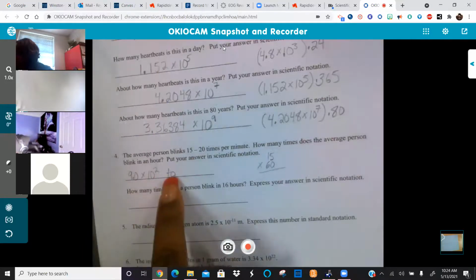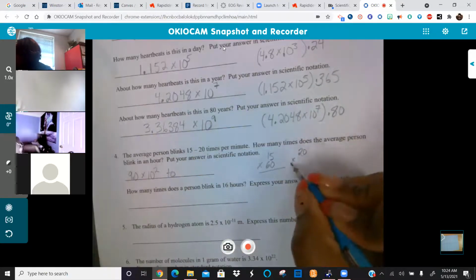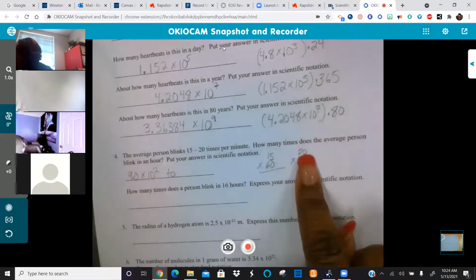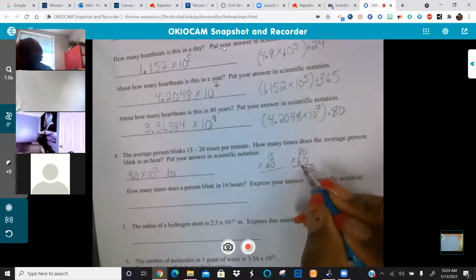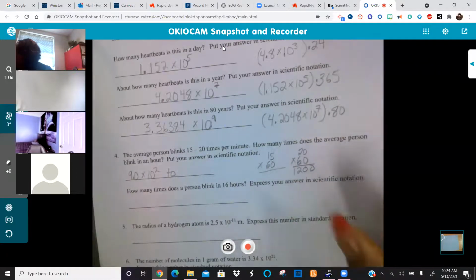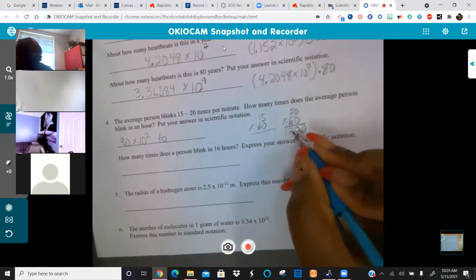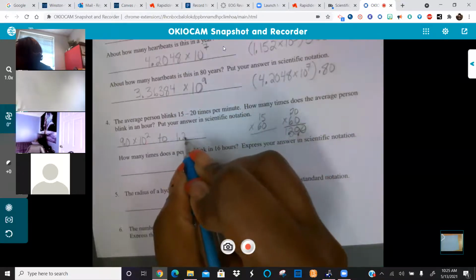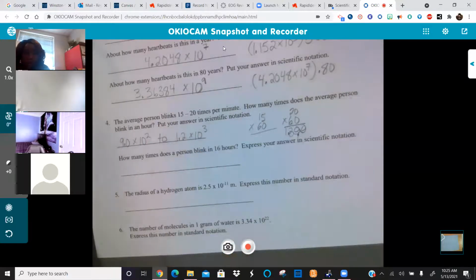So we got this 2, and let's just do the 20 now. So we got 20 times 60, because this is per minute, and it's 60 minutes in an hour. So we multiply that together, that's 2 zeros. What's 6 times 2? 12. So to write this in scientific notation, you move the decimal over 1, 2, 3 times. So this is going to be 1.2 times 10 to the 3rd power. Any questions?